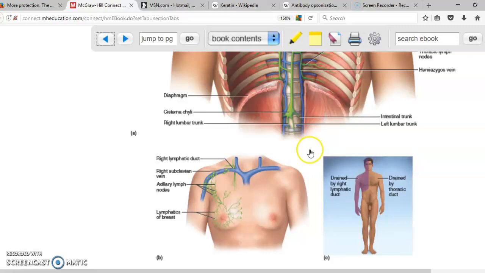Okay, before we continue scrolling down, we can see that there is an enlargement right here before the thoracic duct starts. This enlargement is called the cisterna chyli, as you can see here, and that's composed by these three branches, the right lumbar trunk, left lumbar trunk, and intestinal trunk. When they get together, they form the cisterna chyli.